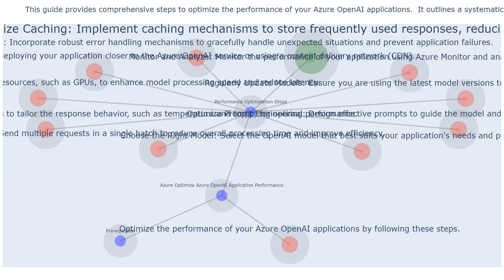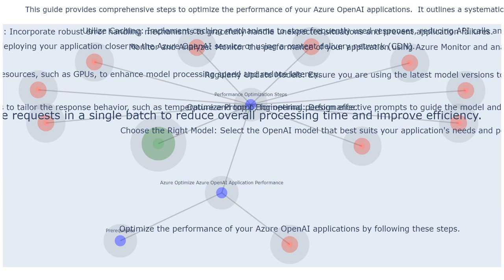Send multiple requests in a single batch to reduce overall processing time and improve efficiency. Batching requests allows you to process multiple requests concurrently, minimizing the time required for each individual request. For example, in a chatbot application, you can group multiple user messages into a single batch, reducing the overall latency for conversation flow.